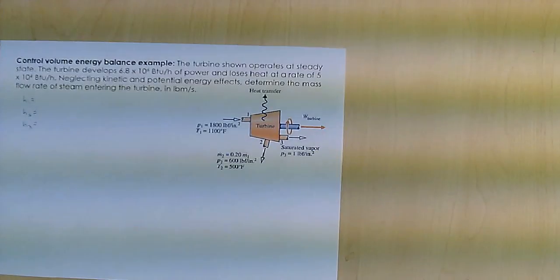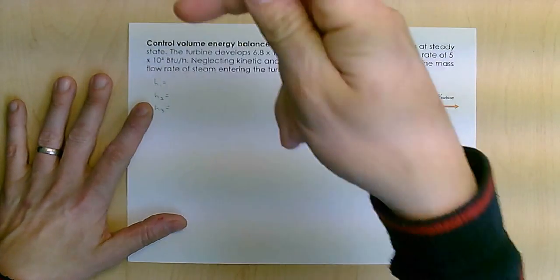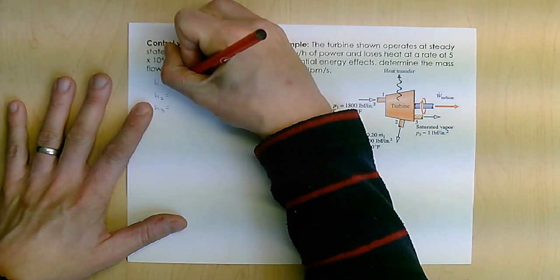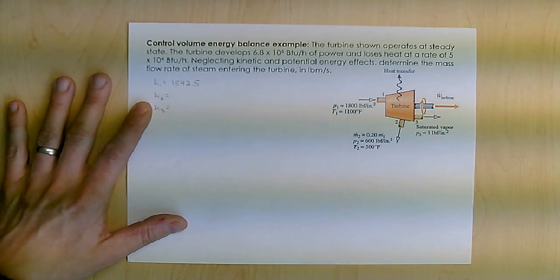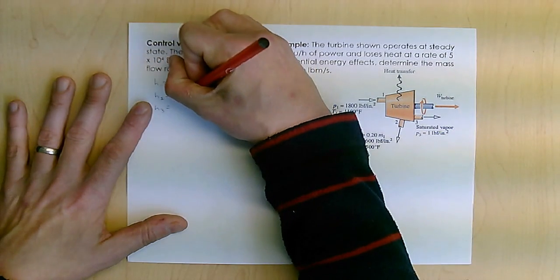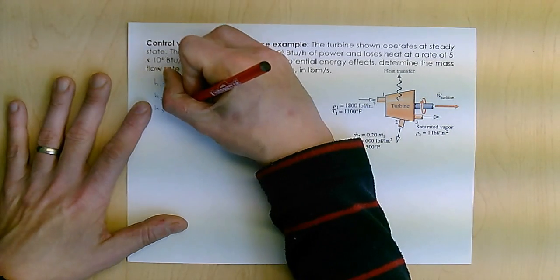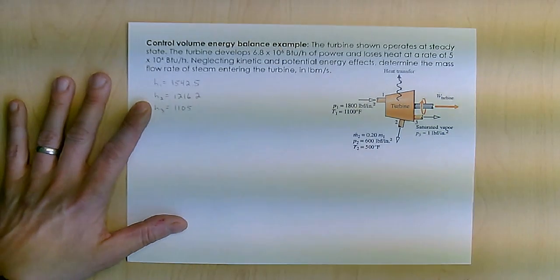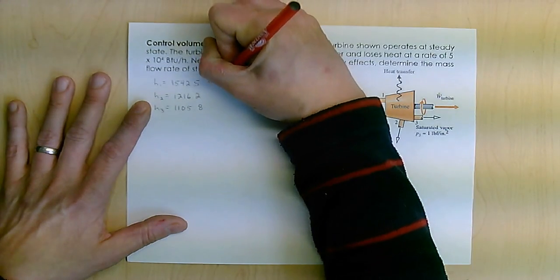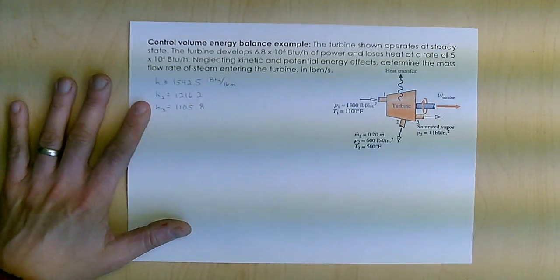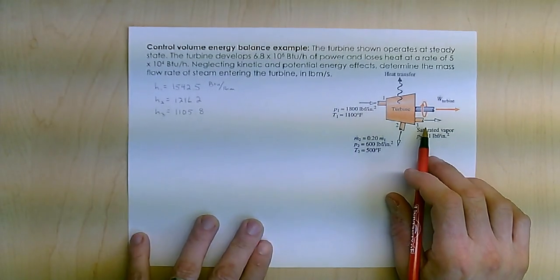So I have all of those. I've set my states. I found the enthalpy for each state. So again, H1 was 1542.5, H2 was 1216.2, State 3 was 1105.8. And these are all BTUs per pound. Okay, so that's the first step of the problem. So now I know all of my H values for each of the states.